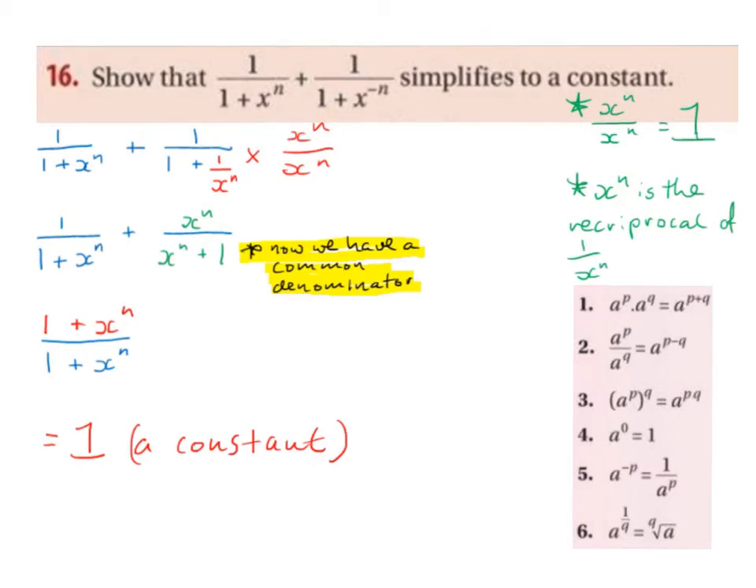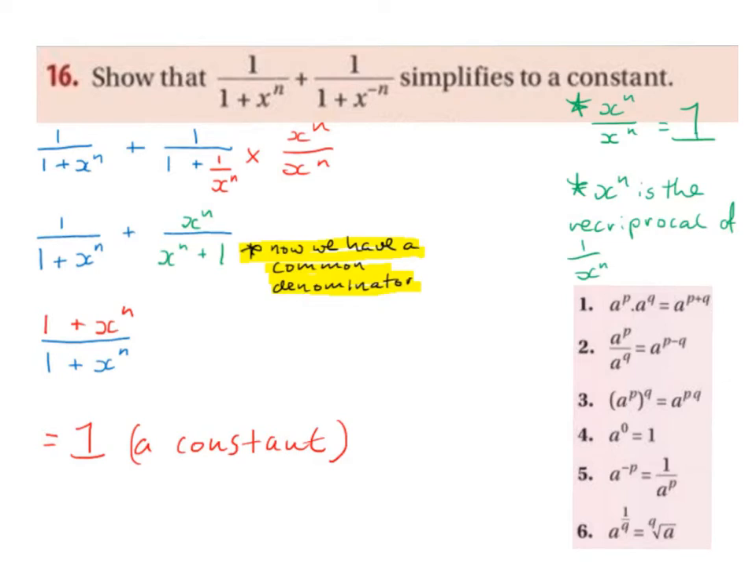So the first thing that I'm going to do is change x to the power of minus n in my denominator to 1 over x to the power of positive n. And I used law 5 to help me with this. So I said x to the power of minus n changes to 1 over x to the power of positive n.